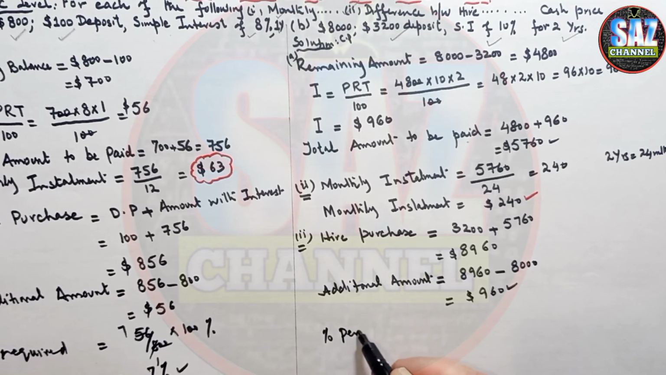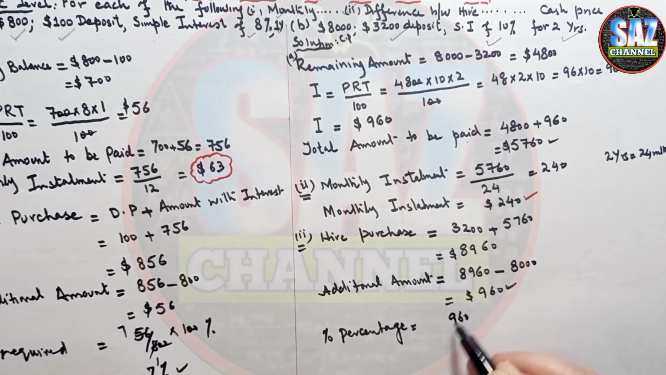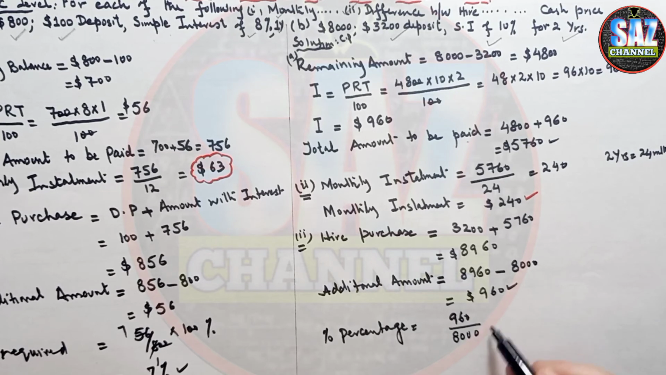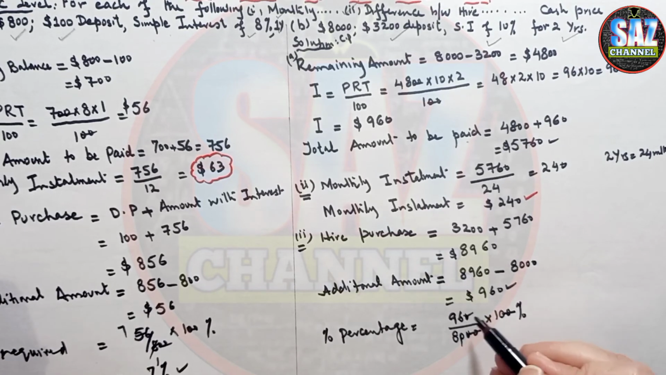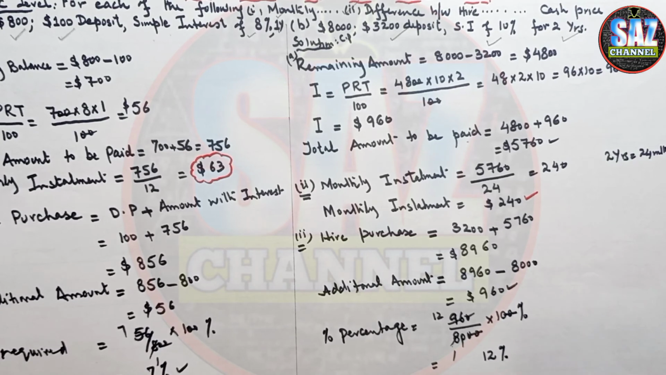Required percentage equals 960 upon actual price 8,000 multiplied by 100%, and these two zeros can go, this zero can also go, and 8 ones are 8 and 8 twos are 16. So 12% is the percentage that we can save if we are purchasing the thing on the actual price. I hope you are clear about this lesson.